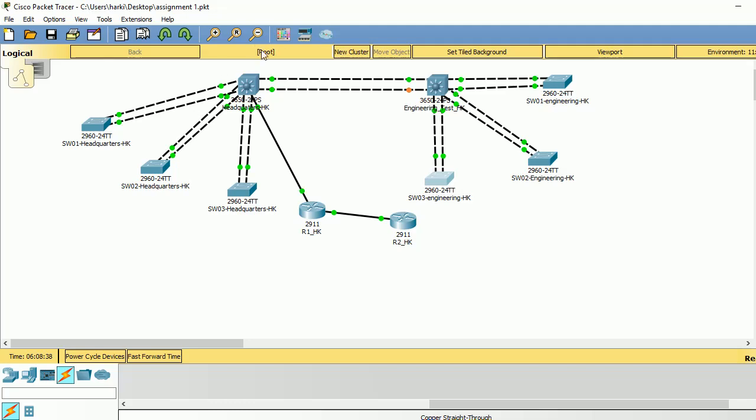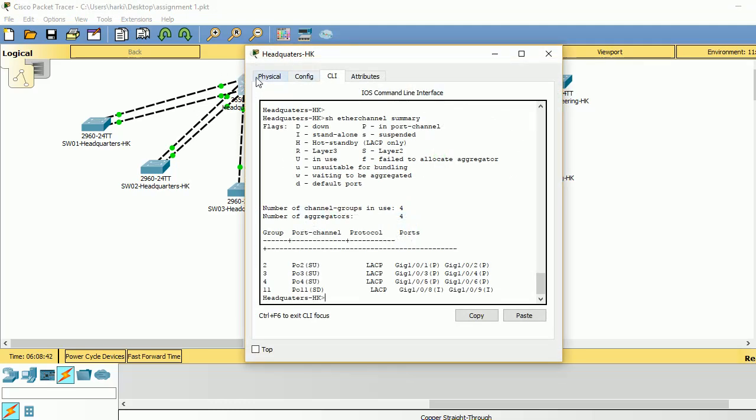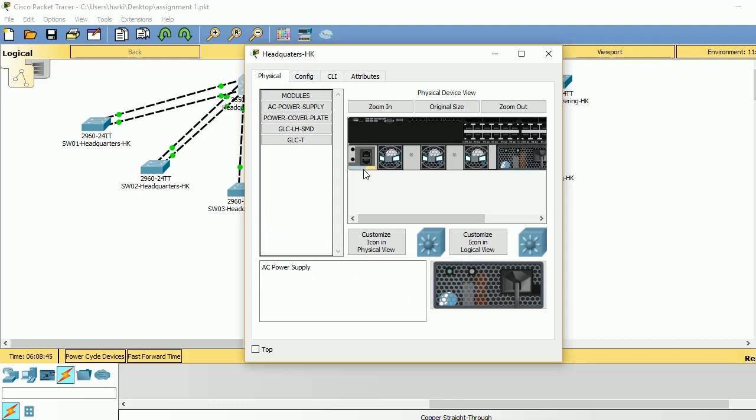And the multi-layer switches used for this assignment were 3650. Using 3650 switch is different from 3560 because firstly it's the newer version which has much more features, and second we had to power it on first. That means dragging the power supply to the empty slots in the physical view. That is dragging this to here, which I've already done. So you have to power on this distribution switch first in order to continue your assignment.